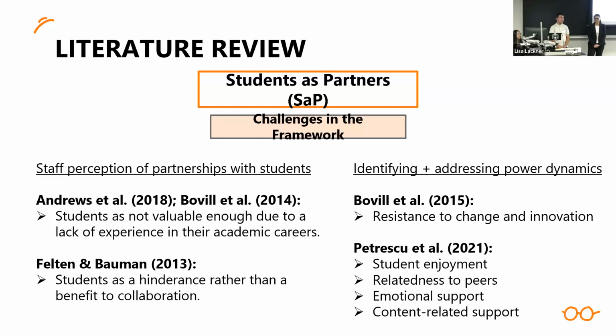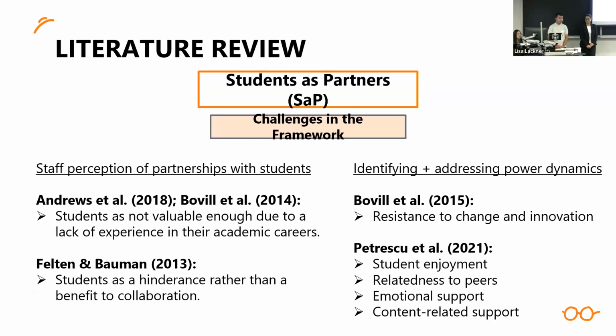The first one being the perception of staff towards students. Staff may perceive students as not valuable enough, or that they do not know enough to teach classes since they have not had that experience or exposure at the undergraduate level. As a result, they may be seen as a hindrance to the collaboration rather than a benefit.